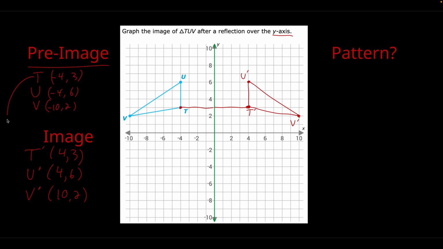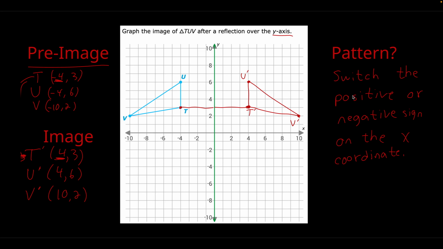For example, for T and T prime, it's still a 4 and a 3. Whoops, there goes my arrow. 4 and 3. But what has changed is the sign of the x, right? It went from a -4 up here to a +4 down here. And so we're going to write the rule out in words.